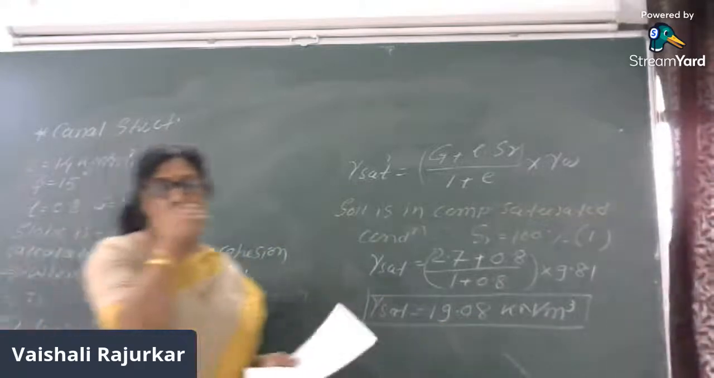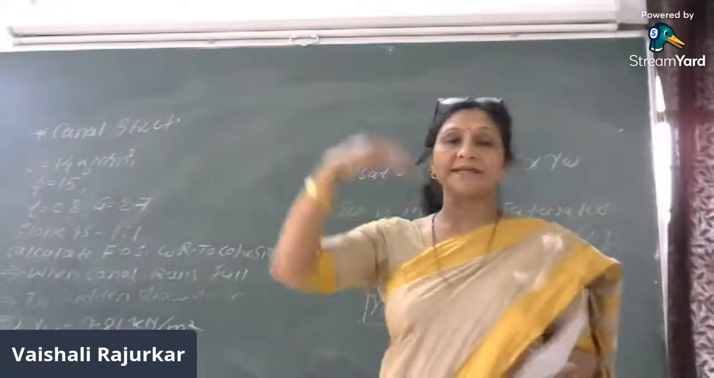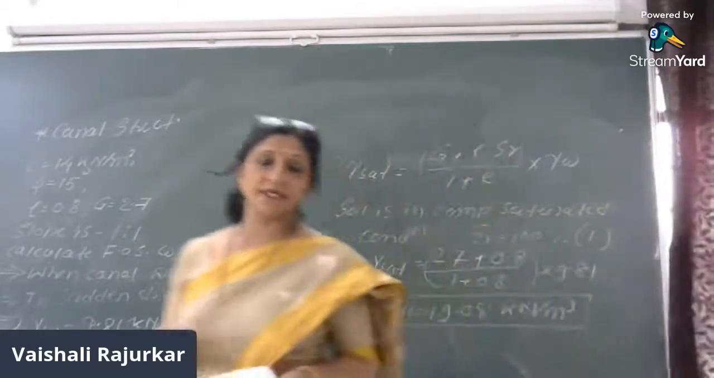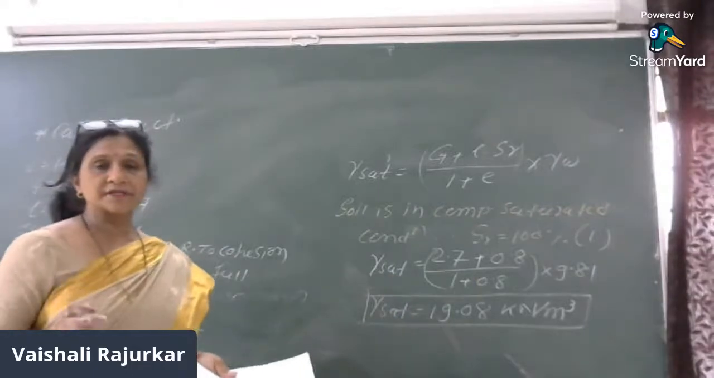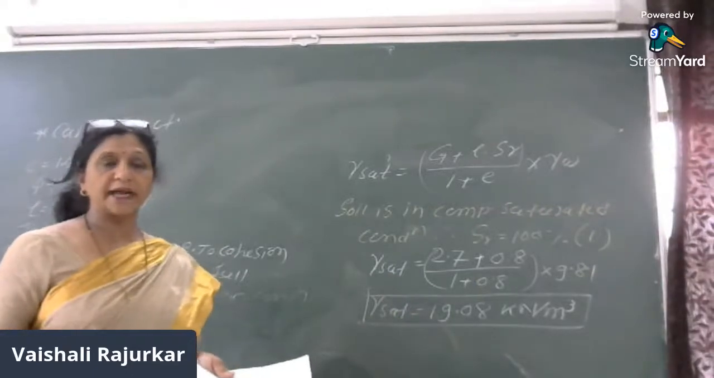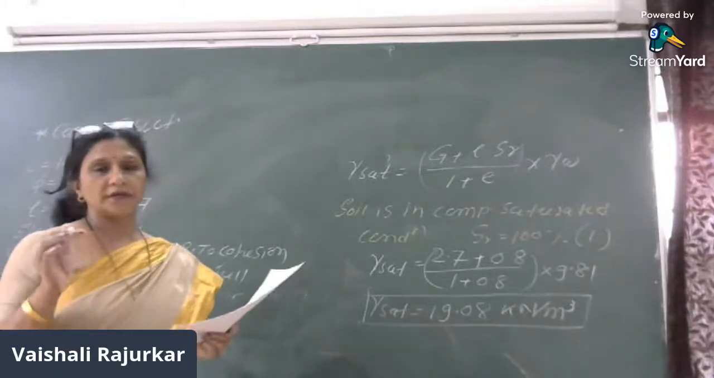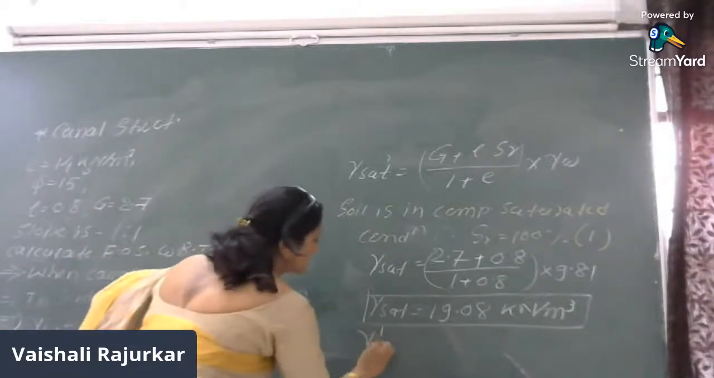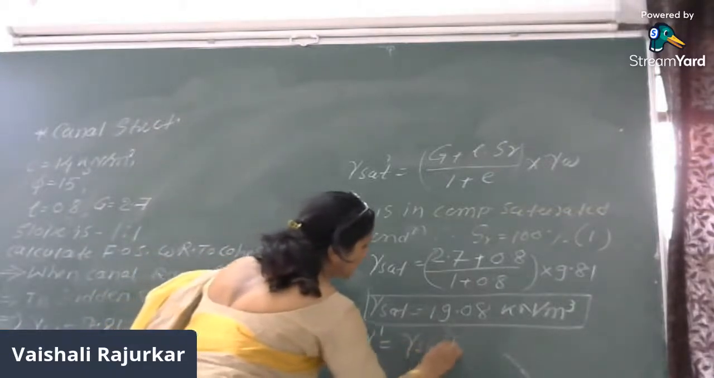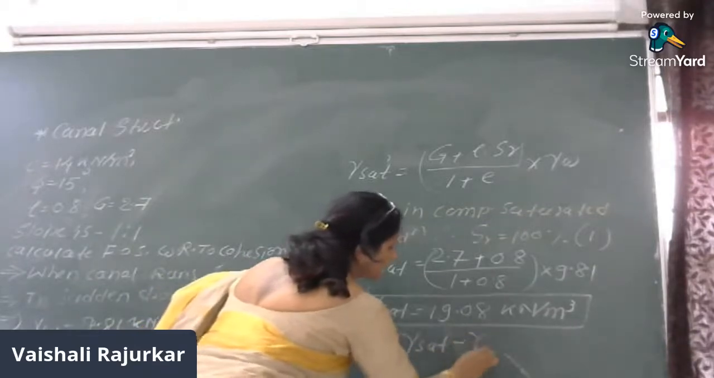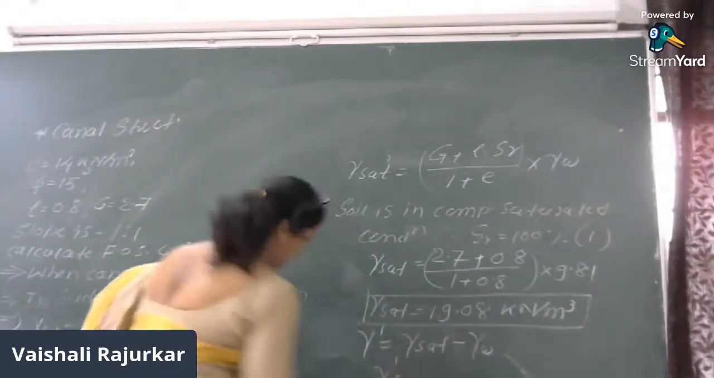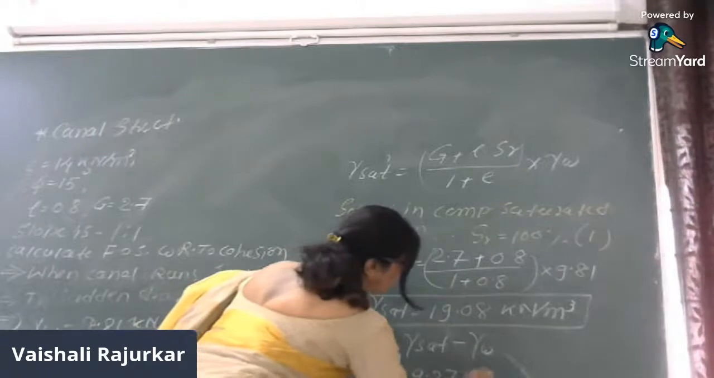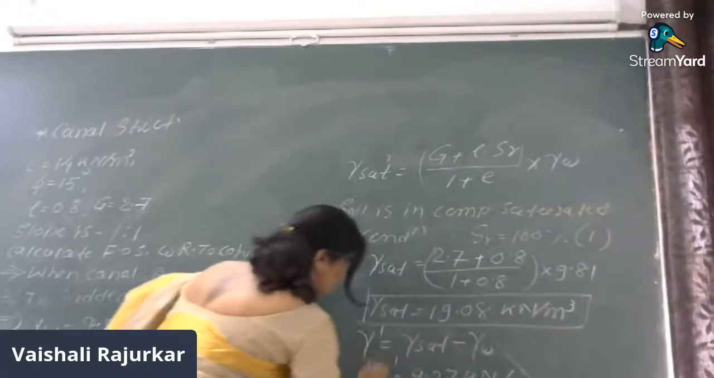But earlier I told you that when the water table lies above the soil, the soil is in a submerged condition. When the soil is in a submerged condition, its density is reduced as the buoyancy force is acting on it, and that is equal to the weight of the water displaced during its immersion. So here we will consider gamma submerged. Gamma submerged is equal to gamma saturated minus gamma w. Now we will calculate gamma submerged, which is equal to 9.27 kilonewton per meter cube.